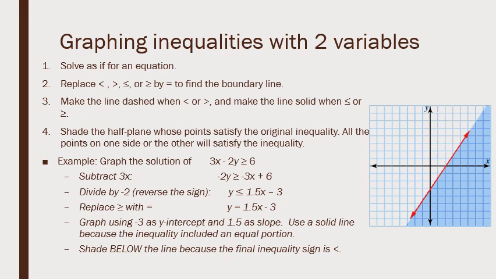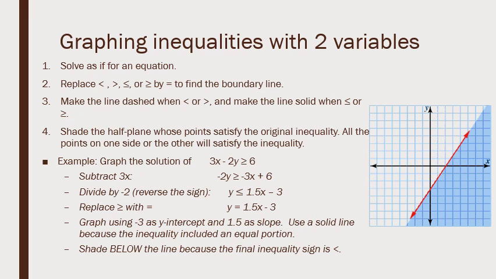And I'll show you an example. Here we have a graph. You're asked to graph the solution of 3x minus 2y is greater than or equal to 6. Your first step would be to subtract 3x from both sides, because remember, we're setting this up in our regular slope-intercept form to make it easy to graph. So we're solving for y. Subtracting 3x, I get negative 2y is greater than or equal to negative 3x plus 6. I haven't changed the direction of the sign.